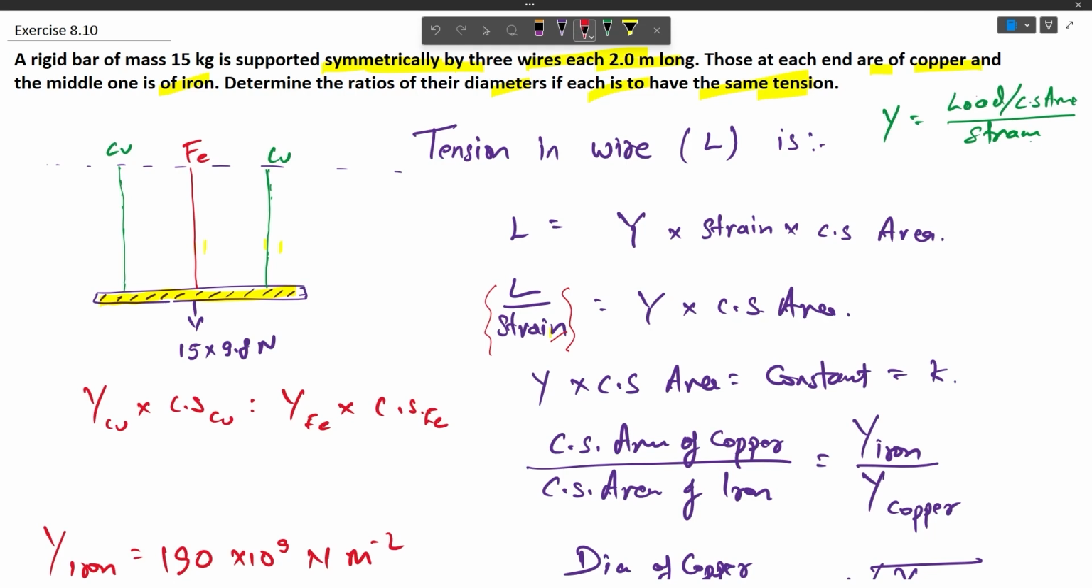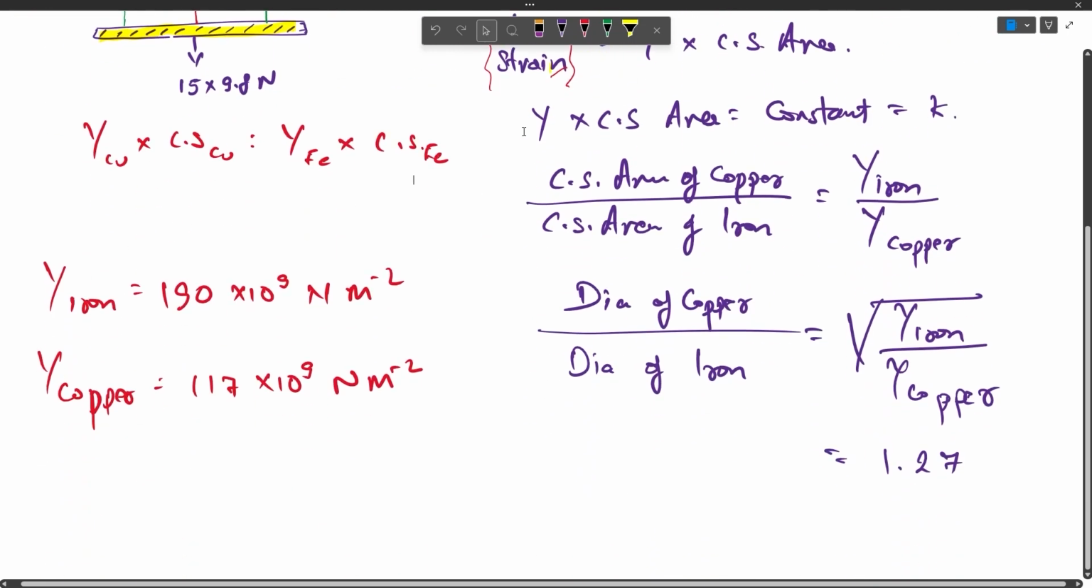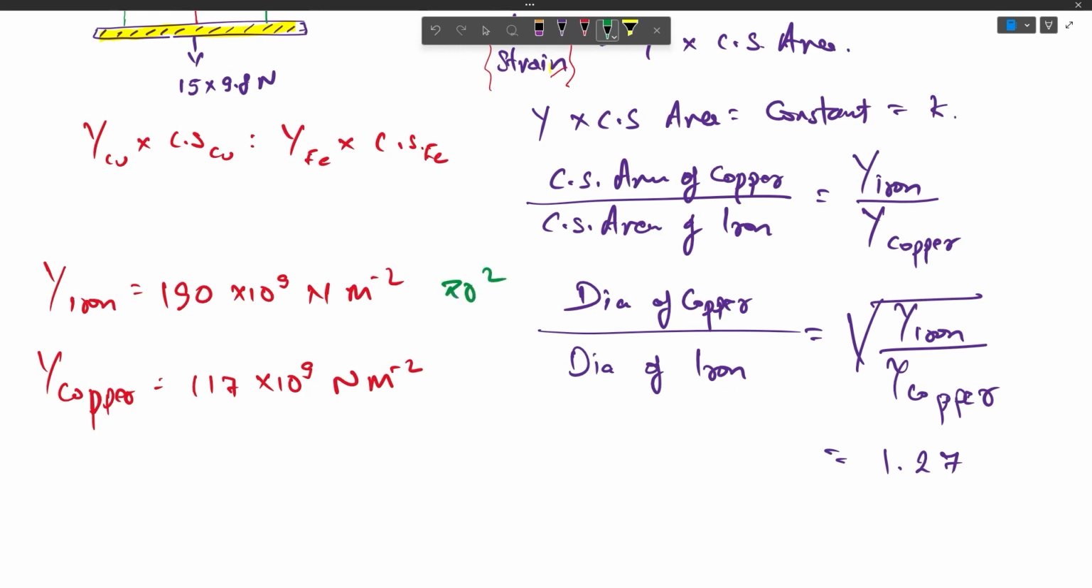So we can say in a nutshell that Young's modulus multiplied with cross-sectional area is constant, and when taking the ratio of cross-sectional area of copper with that of iron, we can equate it with the ratio of Young's modulus of iron to that of copper. Now, since cross-sectional area is given by pi r square, to find the diameter we can take the square root of this ratio.